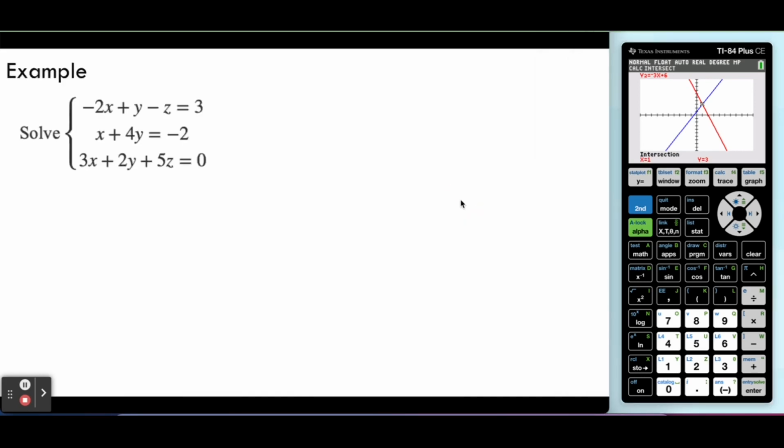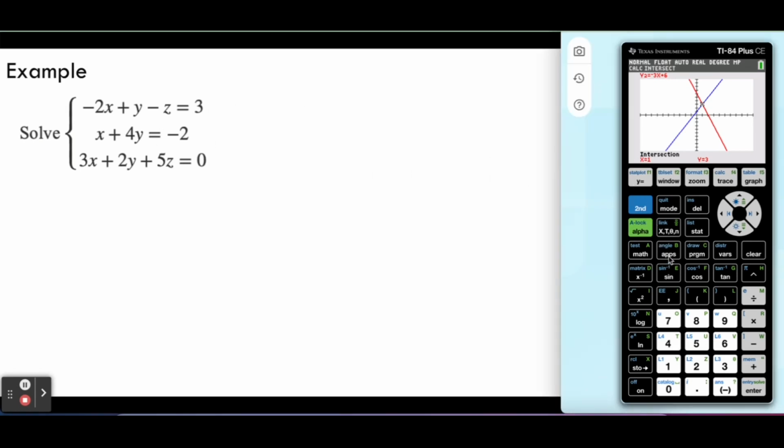First example, we have the following system of linear equations. Now we have a situation here where we have three different equations. So this is the perfect question in order to use our apps, because the equations are already set up in a way where we have all the number terms alone on one side.